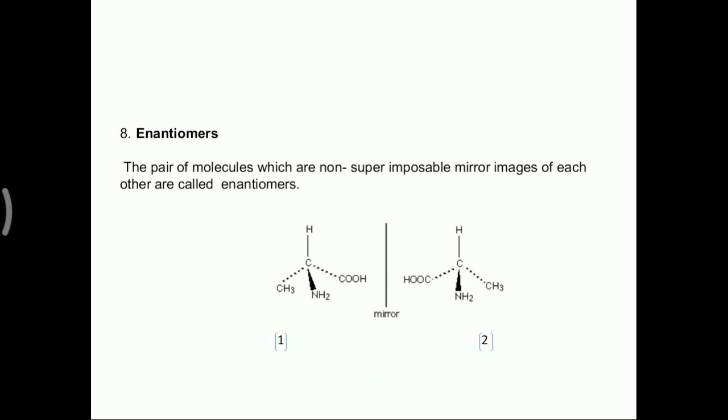Enantiomers. The pair of molecules which are non-superimposable mirror images of each other are called enantiomers. Here I have taken an amino acid as an example. The second amino acid molecule is a mirror image of the first one, but both are non-superimposable. Then the pair of molecules are called enantiomers.